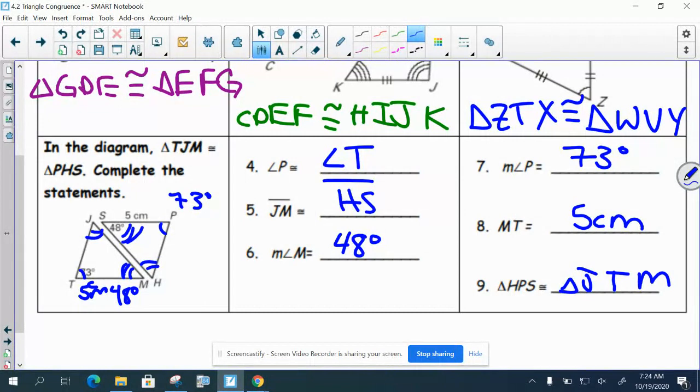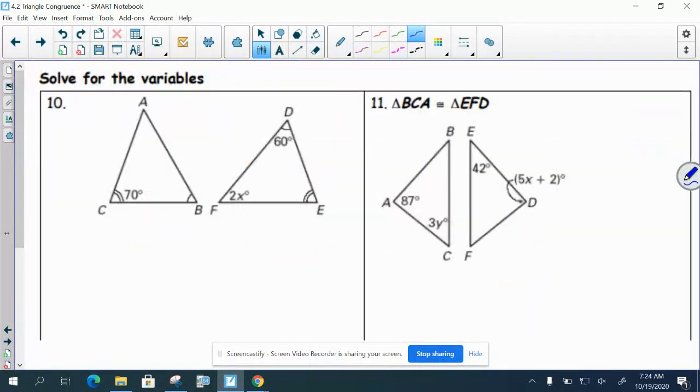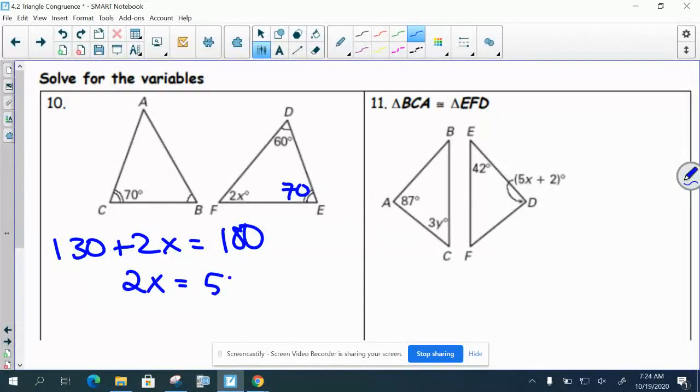All right, and then some more problems. Solve for the variable. So here, let's see. What do we know here? We know that this end would be 70 because they both have 2 arcs on them. And then we know that the angles in the triangle add up to 180. So we can do 60 plus 70 is 130 plus 2x equals 180. So 2x is 50, x is 25.